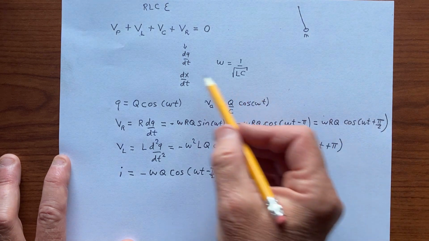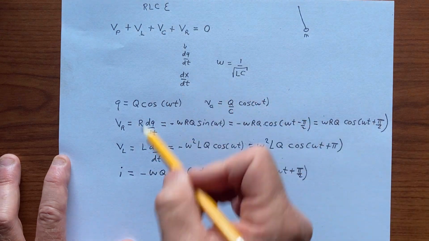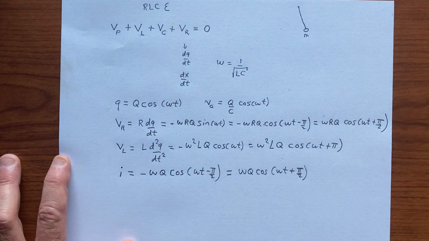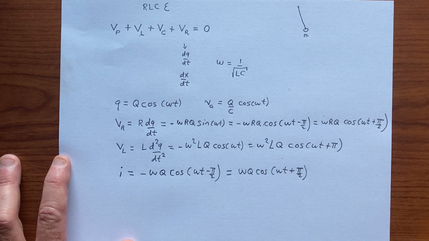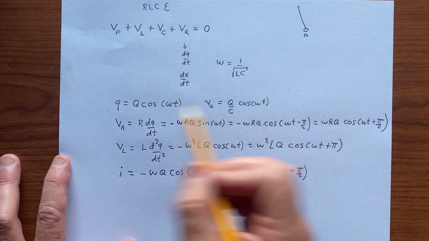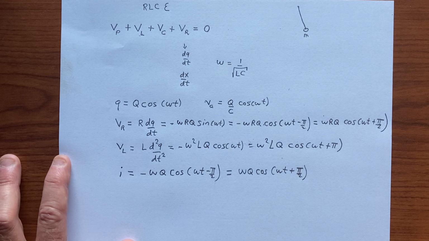So this gives us a sense of how the voltages, current, and charge are oscillating, when each one reaches its maximum value, and so on in relation to each other. So some of these elements are in phase with each other, and some of them are out of phase with each other.